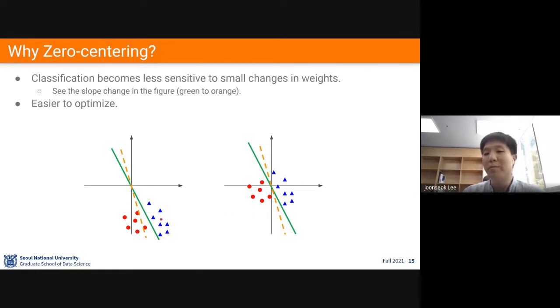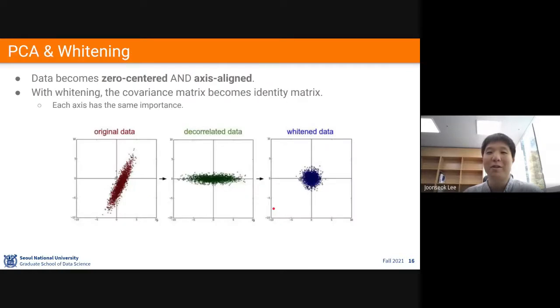When you zero-center the data set, it becomes more robust, or less sensitive, to outliers. It's also easier to optimize because the input values of these data points become smaller in magnitude. So it becomes less sensitive to outliers and to the parameters of our models. So just do the zero centering always. That's the key message in these slides.